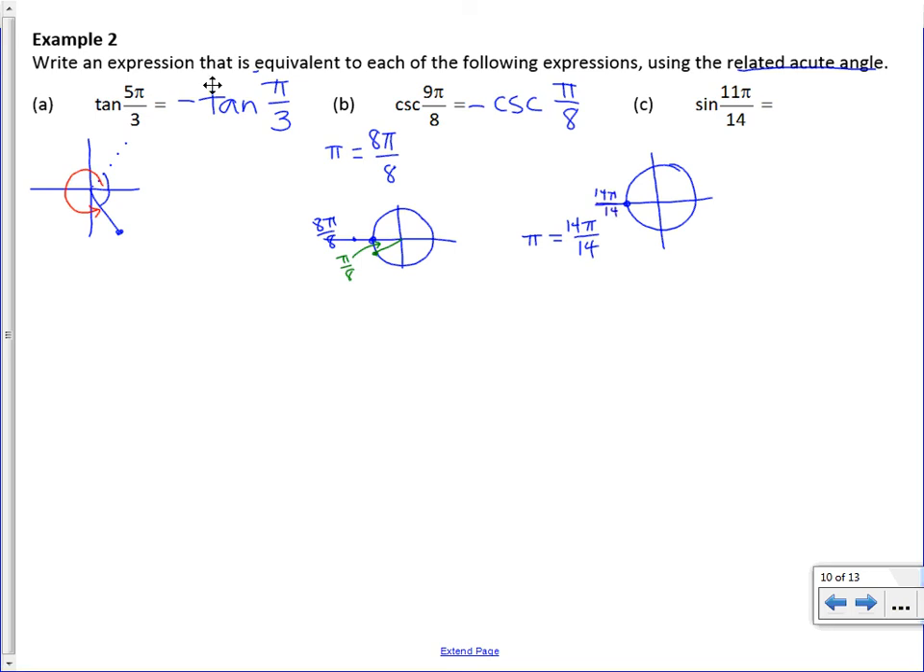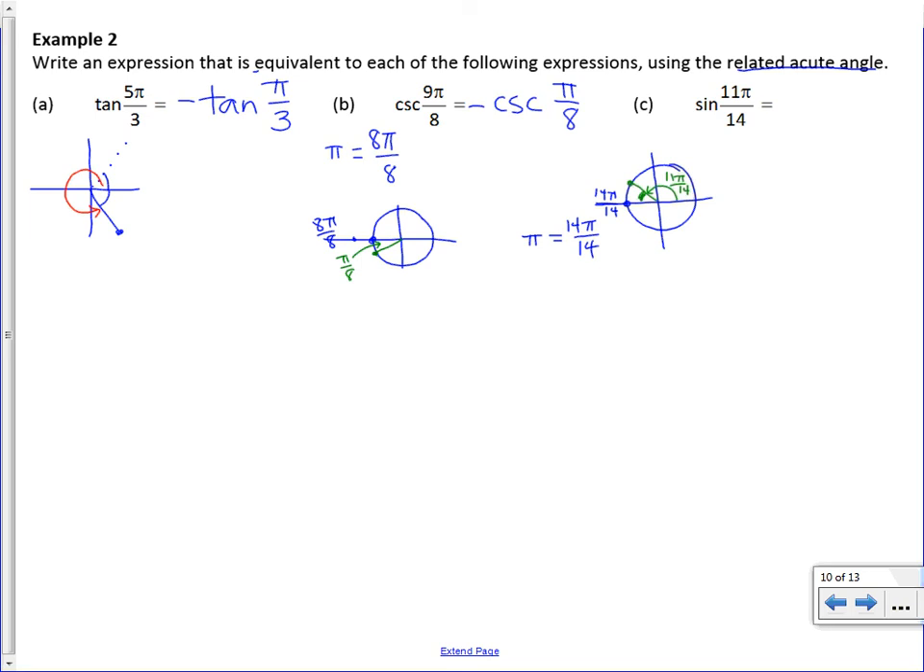So what quadrant should my terminal arm be if my angle goes to 11 pi over 14? It's in here, right? So this angle here is 11 pi over 14. Does that make sense, everybody? What's the extra bit? What's the related acute angle right here? How much extra would I need to get to pi? 3 pi over 14, right?